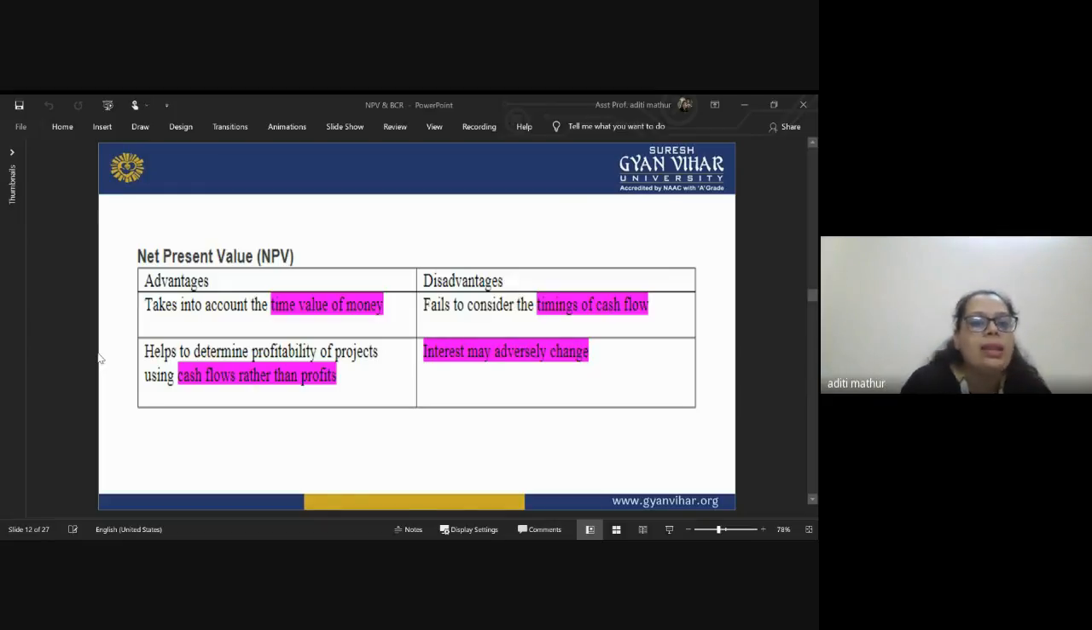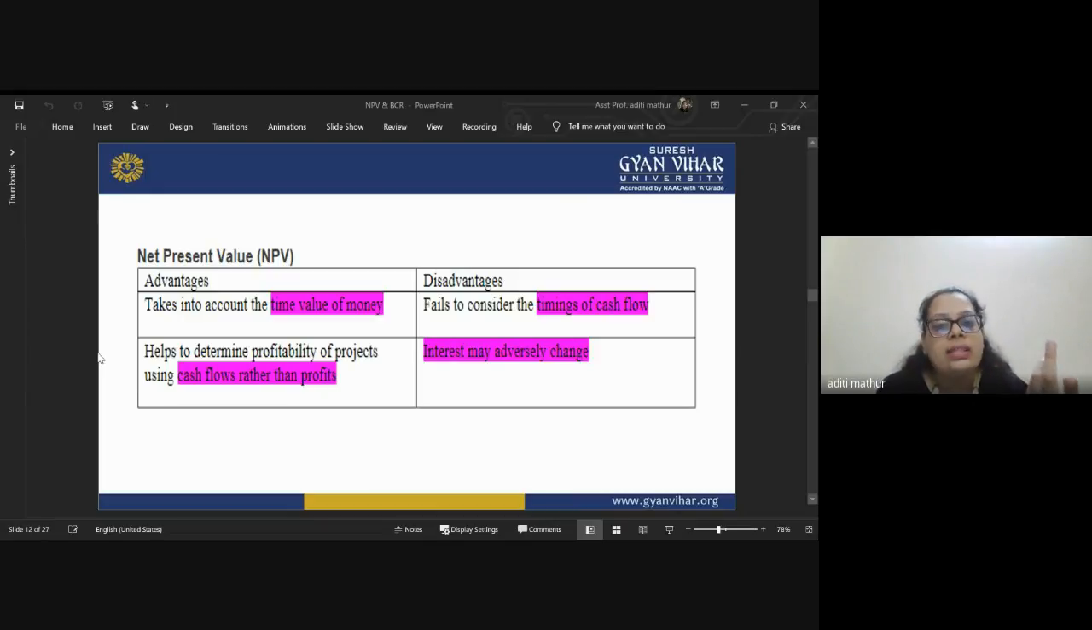You pull back all the money which you are going to earn in the future to the present, you reduce it back, and then you get the present value, and then you calculate your NPV. The second advantage is that it helps to determine the profitability of the project using cash flows rather than profits. So you compare the cash inflow and cash outflow, rather than judging on the profits, because profit may vary, and the definition of profit is vague.